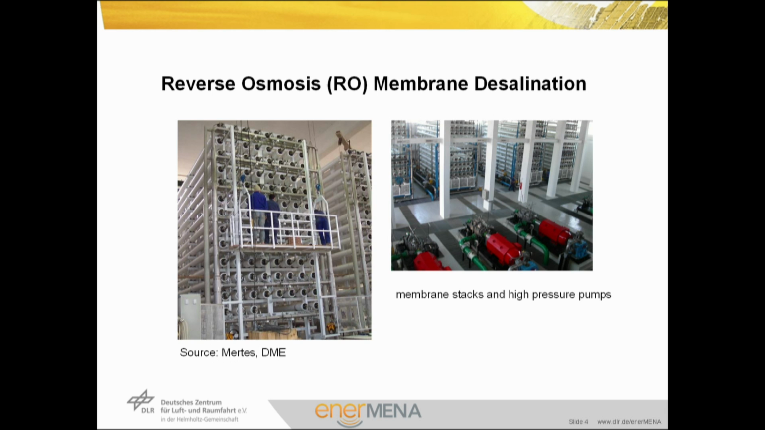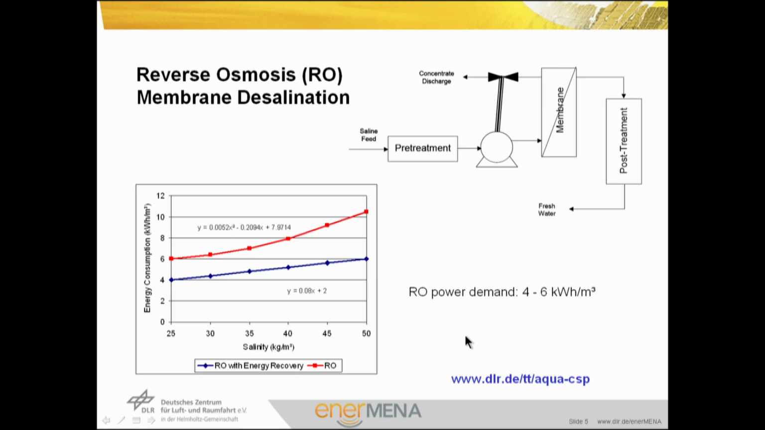The first technology option we have is reverse osmosis. It's desalination with membrane technology. What you see here are the typical pressure stacks for a reverse osmosis plant and the pressure pumps in such an installation. A reverse osmosis plant consists of a seawater raw water pretreatment plant, which protects the rest of the equipment from aggressive agents that may be contained in the seawater.